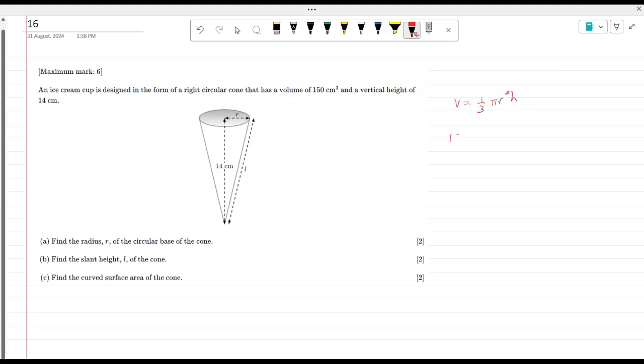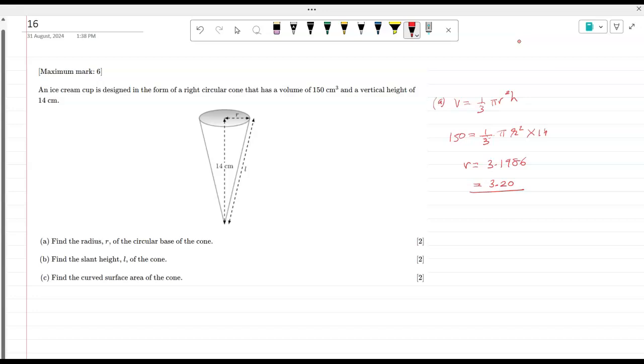150 is equal to 1/3 pi r square, and h is how much? 14. So solve. It will give you 3.1986. So to 3 significant figures, this will be how much? 3.2. 3.20. Okay.